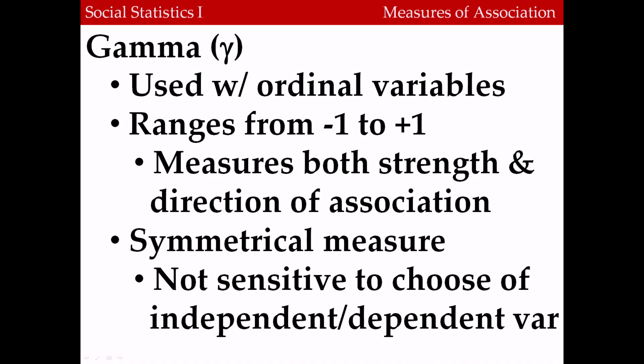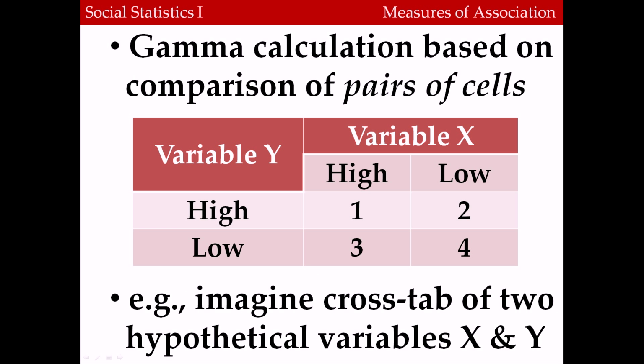Now we'll talk about gamma. Gamma is a measure of association for ordinal variables, and it ranges from -1 to 1. Because it uses ordinal measures, notice that it tells us both about the strength and the direction of the association. And gamma is an example of a symmetrical measure, meaning that it's not sensitive to the choice of independent or dependent variable. That is, if you reverse the two, you get the same answer. Gamma is based on a calculation of pairs of cells.